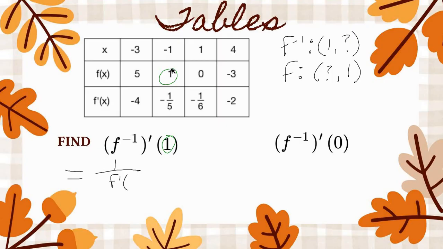Okay. So then I'm plugging in my -1 here. Now what is the derivative of f at -1? Okay, but then I'm taking 1 divided by -1/5, so we just get -5.